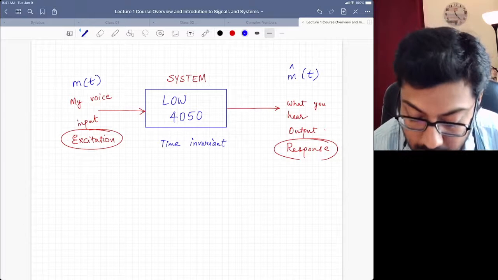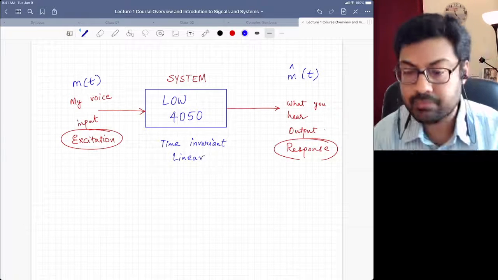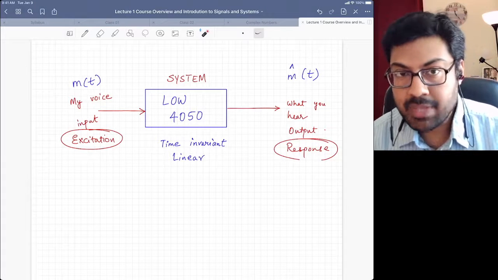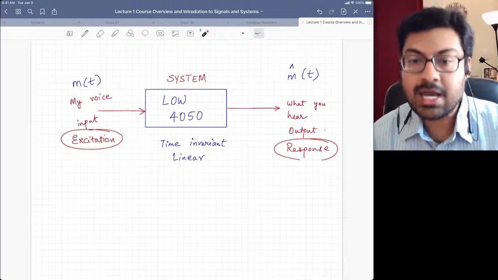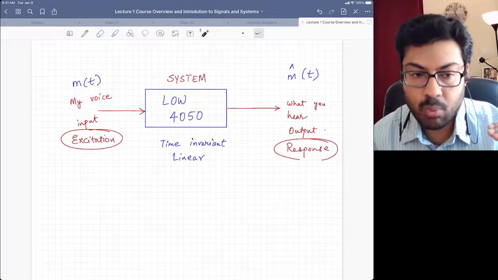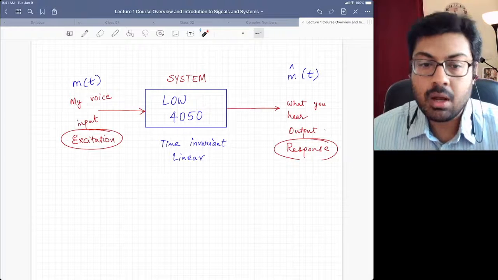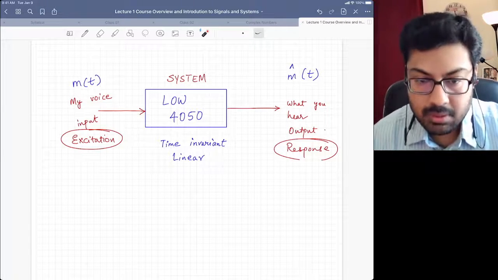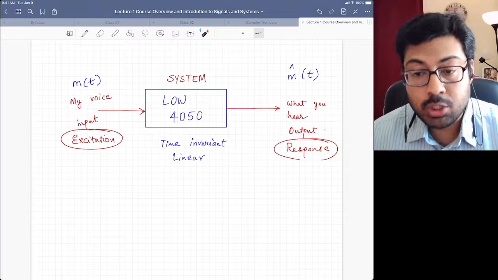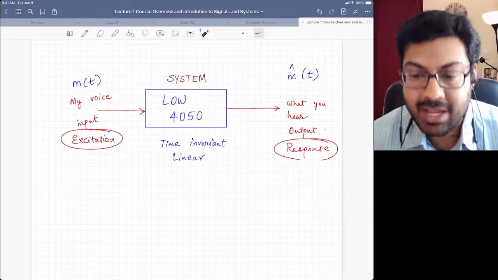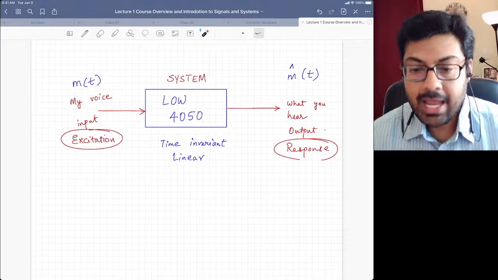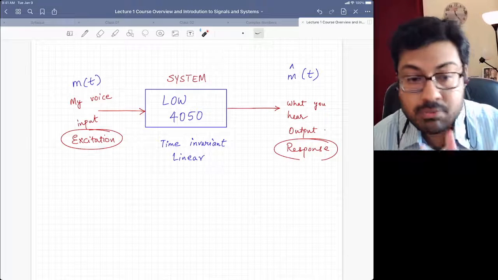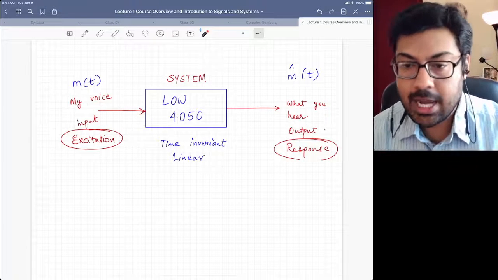And also, our system should be linear, which sort of means this way, right? If at one time the strength of my voice, the amplitude, gives you 1 times the output, and if I increase my volume by a factor of 2, then what you hear should also increase by a factor of 2. And it should keep going on in that linear way. So the system should be linear, and it has to be time invariant.